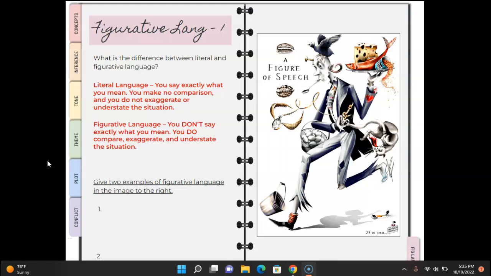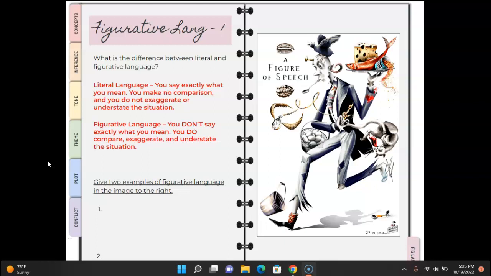Versus in figurative language, you can get more creative. You don't say exactly what you mean. You do compare, you do exaggerate, and you do understate the situation because you're going about telling something in a more crafty and creative way. So that is the difference between literal and figurative language. People may say literally sometimes. If they're literally saying something, then they're for real saying it. But if they're saying it in a figurative way or figuratively, then they're usually being artful or creative about what they're trying to tell you, but they're not just saying it.